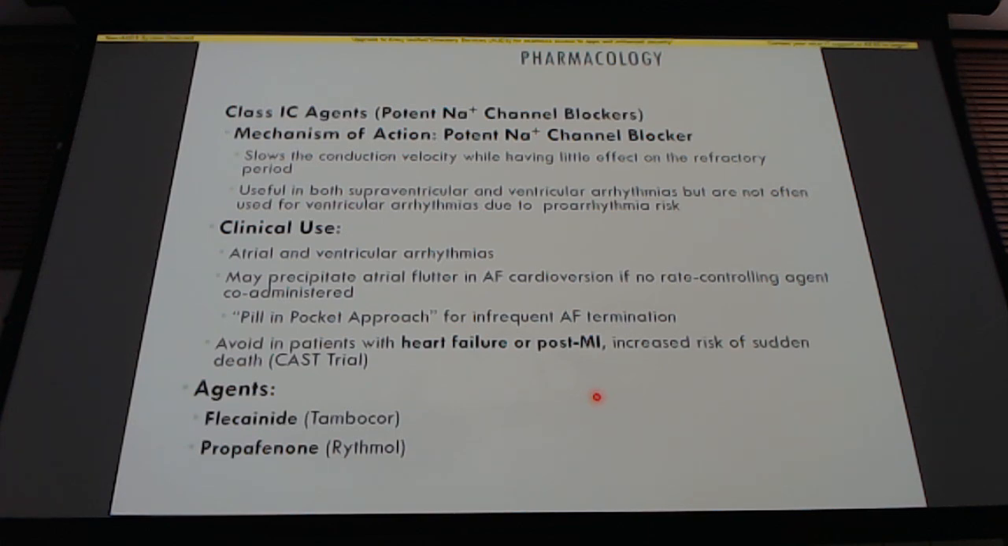Watching out again for our heart failure post-MI patients, because we can make it to where they have an increased risk of death, and that was again from that CAST trial that we talked about at the very beginning that was letting us know like, hey, these drugs can make things worse for these patients also, so we have to monitor them. There are two agents, this was our fries, please, and our McDonald's order, right? So our flecainide and our propafenone.